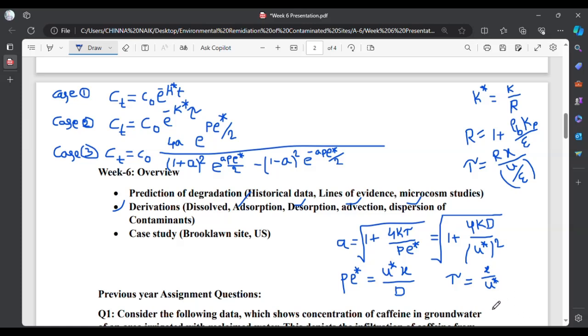And finally, how will we get the seepage velocity? Q by A is the Darcy velocity. By dividing the Darcy's velocity by porosity, we will get the seepage velocity.